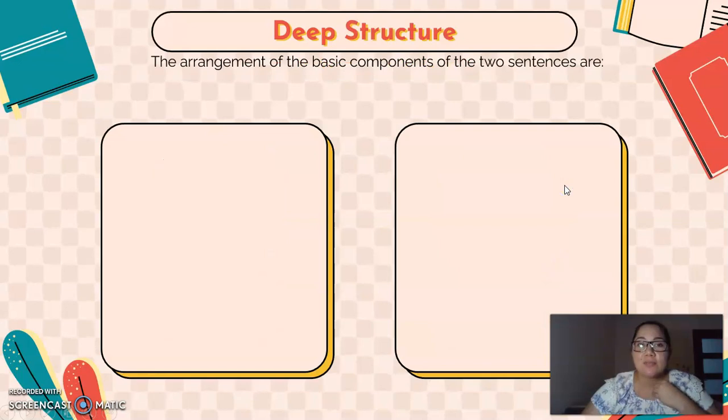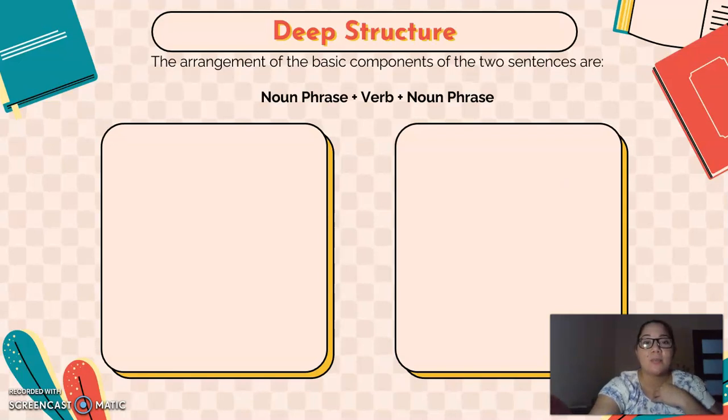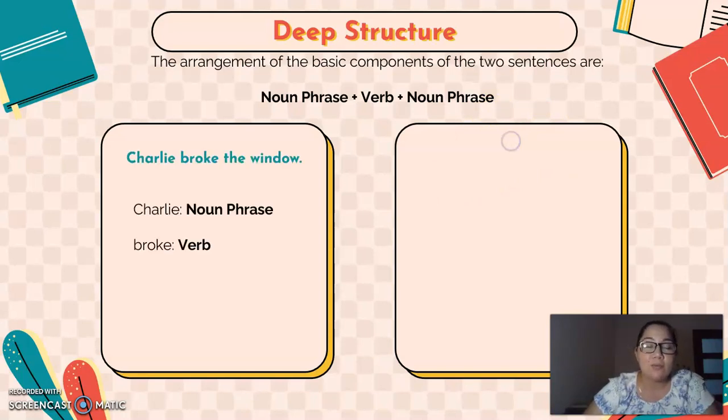Now let's see deep structure. The arrangement of the basic components of the two sentences we just read are noun phrase plus verb plus noun phrase. Let's see how it is arranged in the first one. Charlie, it's the noun phrase. Broke, it's the verb. The window, it's the noun phrase.